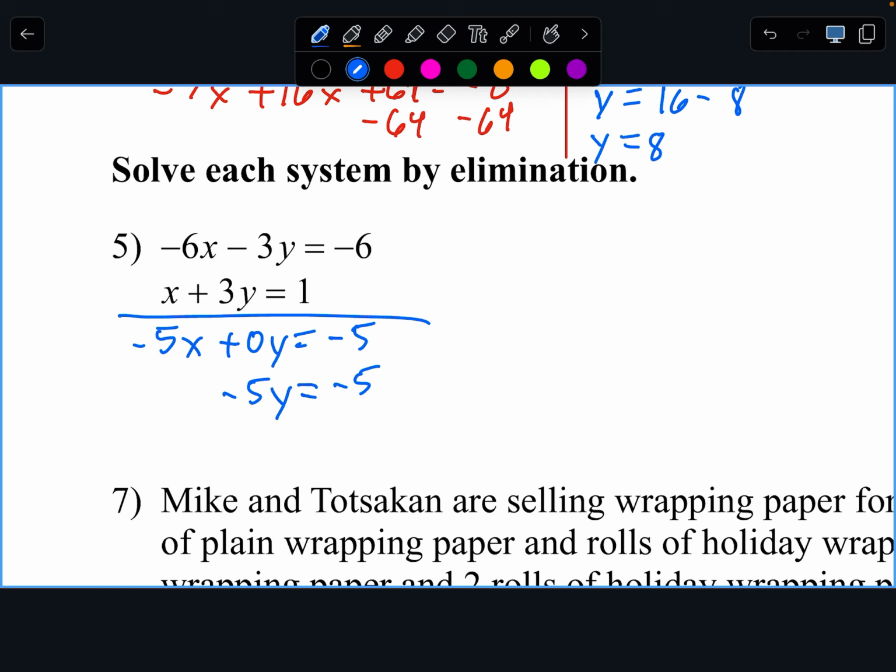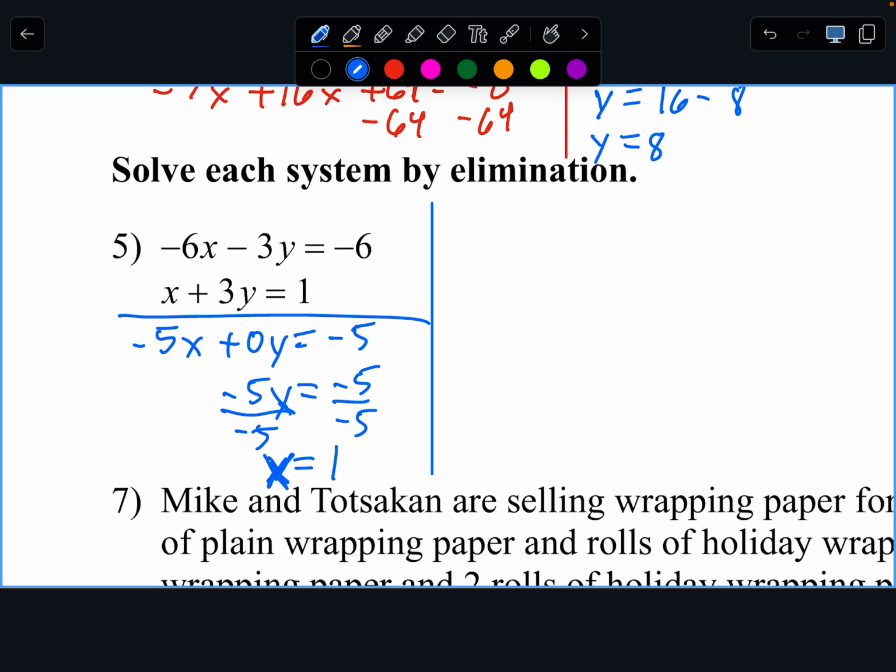What do we do to get y by itself? Manuel? Divide by negative 5. Okay. When we do that, we end up with y equals 1. Are we done? Of course not. Sorry, should it be x? Thank you. X equals 1. My apologies. Good catch. You passed the test. Well done.